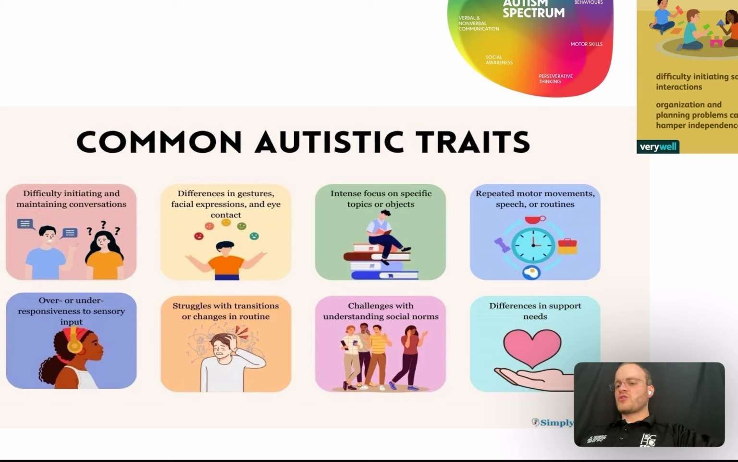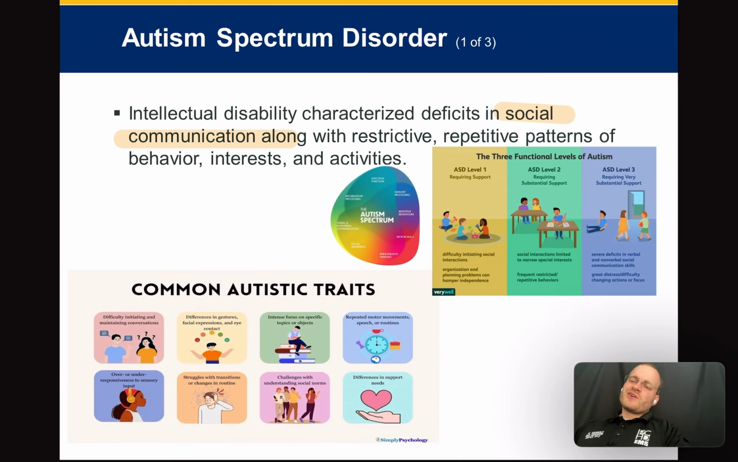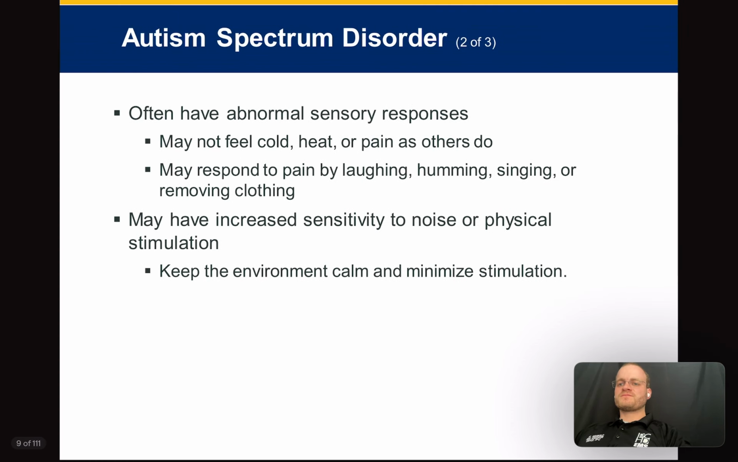And then challenged with understanding social norms. They may not understand humor and comics and stuff like that, and they certainly can struggle with that. Again, it's a social issue. And then differences in support needs. So just be aware of that. They could have abnormal sensory things like, they may not like hot, cold, hugging, singing, or moving clothes. Things that would normally be socially acceptable may not be for them. So these are the patients you need to move real carefully and try not to overwhelm them. Be very thorough. Maybe have the caregiver, like the parent, help you in the care.